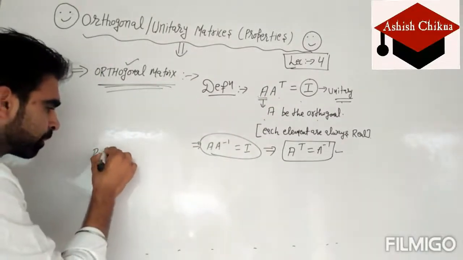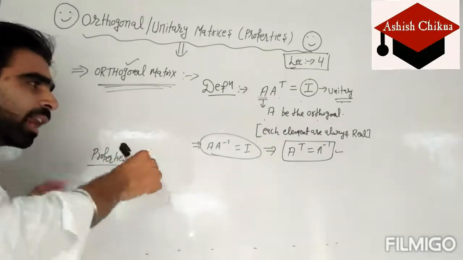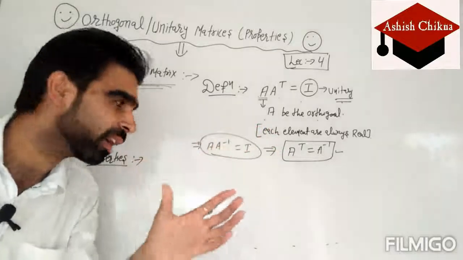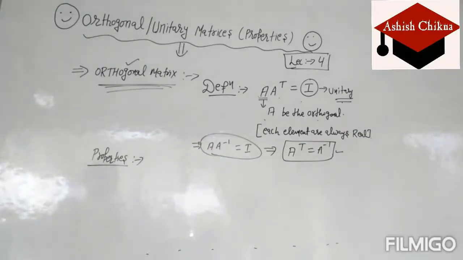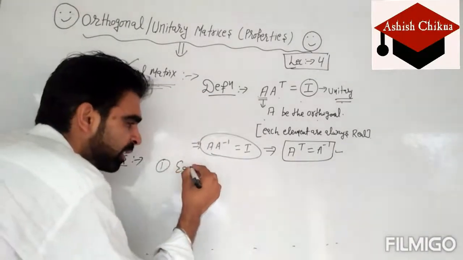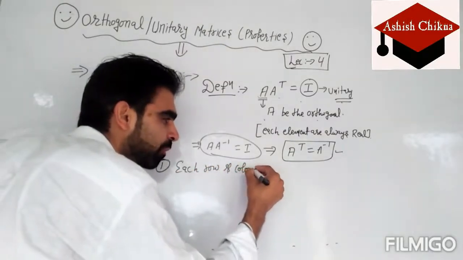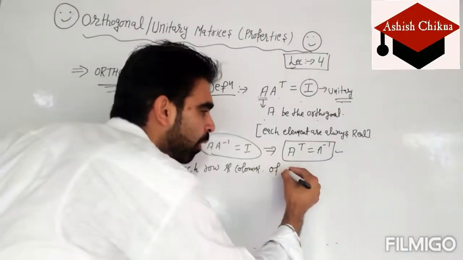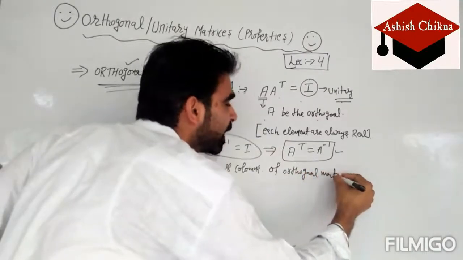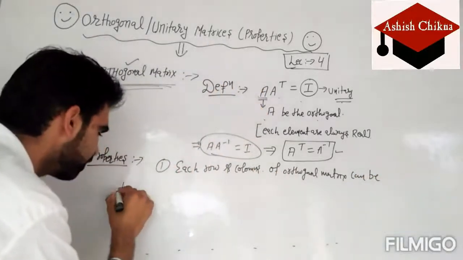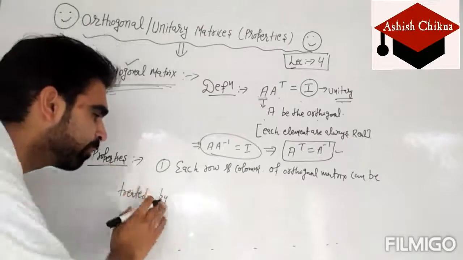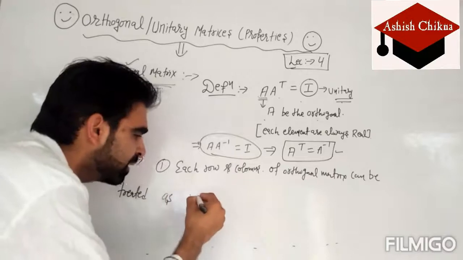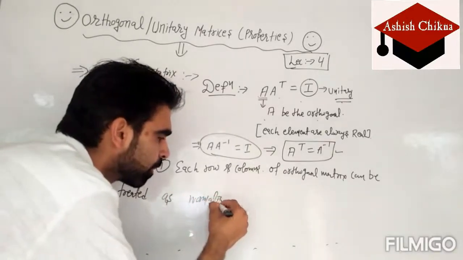Now the properties. Firstly, each row and column of an orthogonal matrix can be treated as a normalized vector.